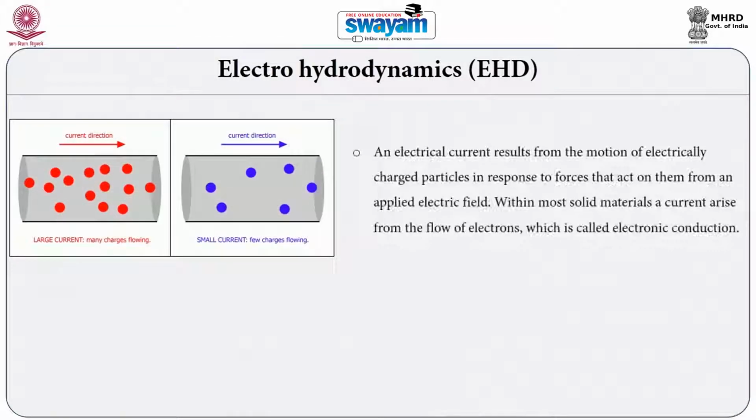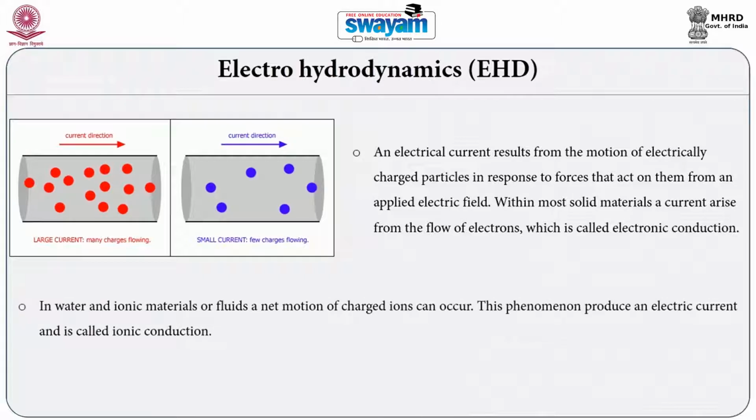Electrical current results from the motion of electrically charged particles in response to forces that act on them from an applied electric field. Within most solid materials, a current arises from the flow of electrons, which is called electronic conduction. In water, the ions or ionic materials or fluids, a net motion of charge can occur, and this phenomenon produces an electric current and is called conduction.